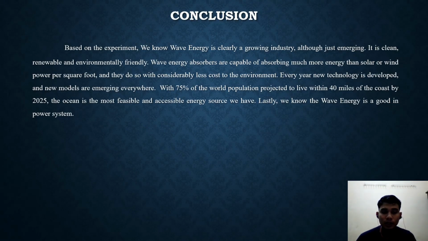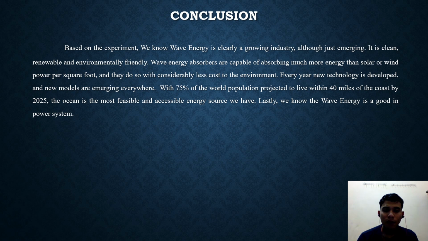The conclusion. Based on the experiment, we know wave energy is clearly a growing industry, although just emerging. It is clean, renewable, and environmentally friendly. Wave energy absorbers are capable of absorbing much more energy than solar or wind power per square foot, and they do so with considerably less cost to the environment. Every year, new technology is developed, and new models are emerging everywhere.